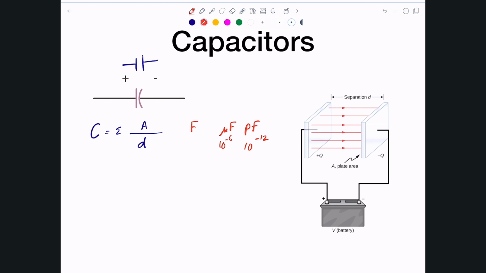So it basically stores energy and so forth. Okay, so how do current and voltage relate to each other?